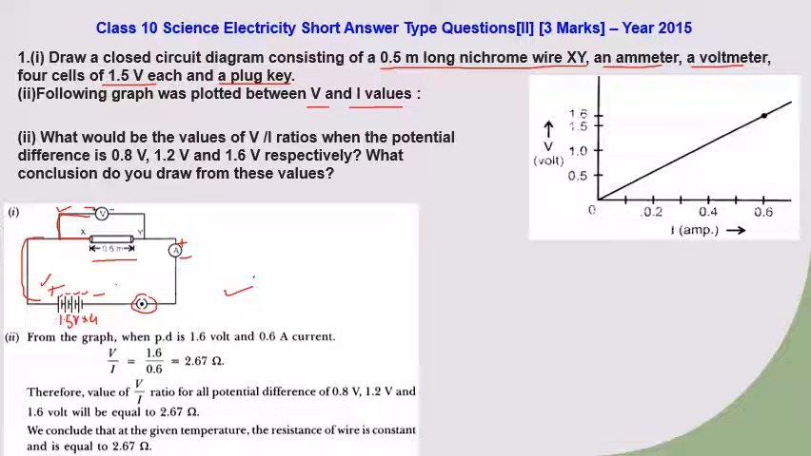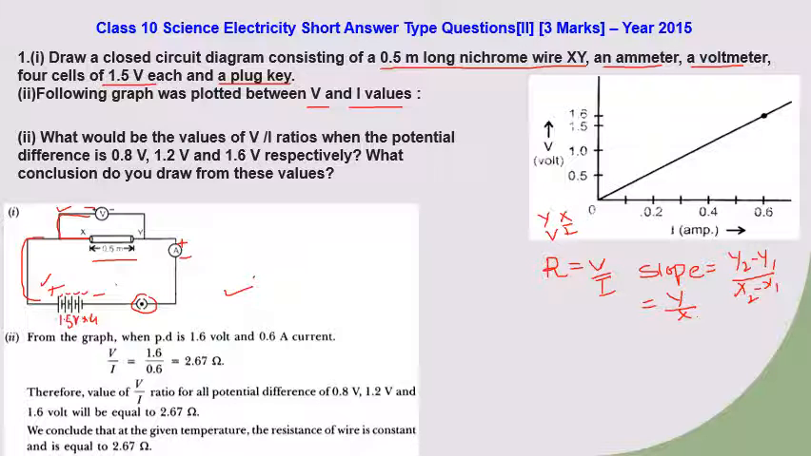We know the formula of resistance. Resistance is nothing but V upon I. So in a VI graph, whenever you draw a VI graph, V will be on the y-axis and I will be on the x-axis, right? We have to find the slope. We know the slope formula is y2 minus y1 divided by x2 minus x1, or in simple words, y upon x. Okay, now let's find out the value.